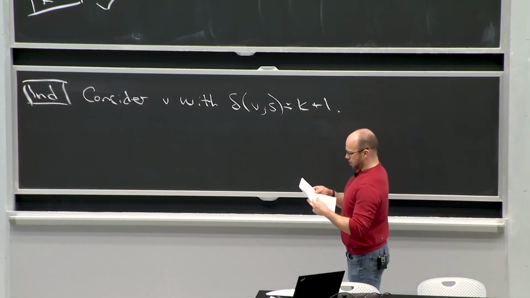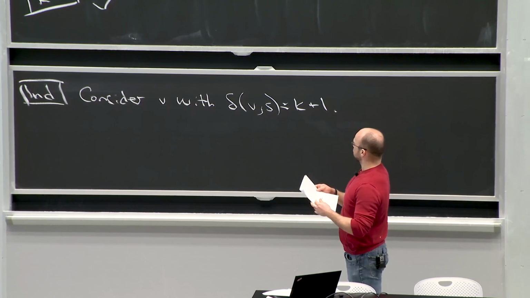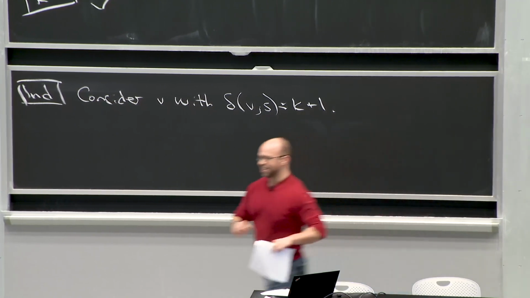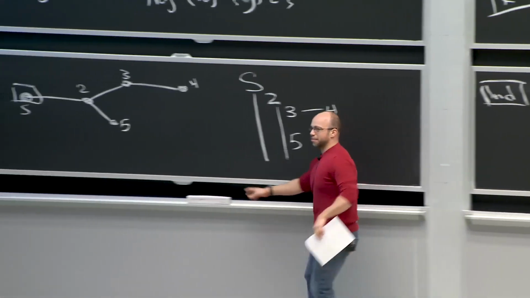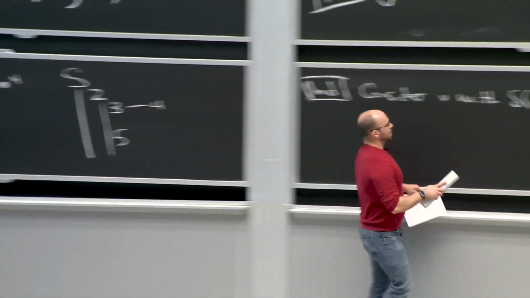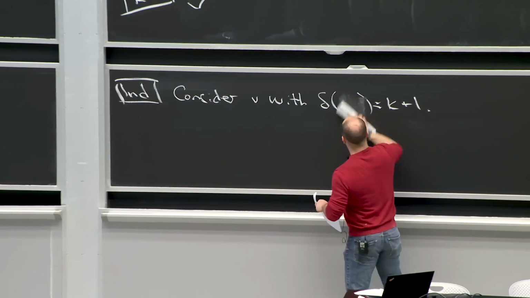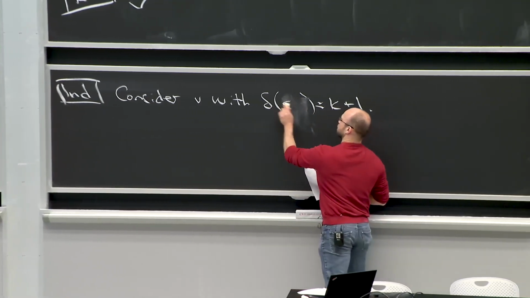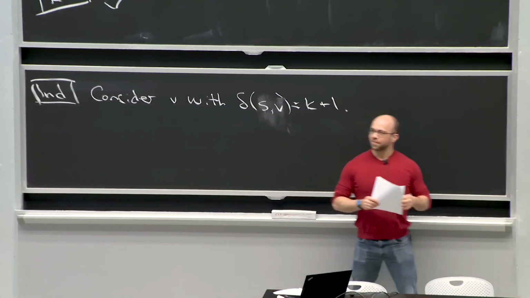Oh, sorry, I forgot that the distances in this class are ordered. Yeah, that's absolutely right. So it should be the distance from S to V. Sorry, I'm really not used to thinking about directed graphs, but that's a good fix.